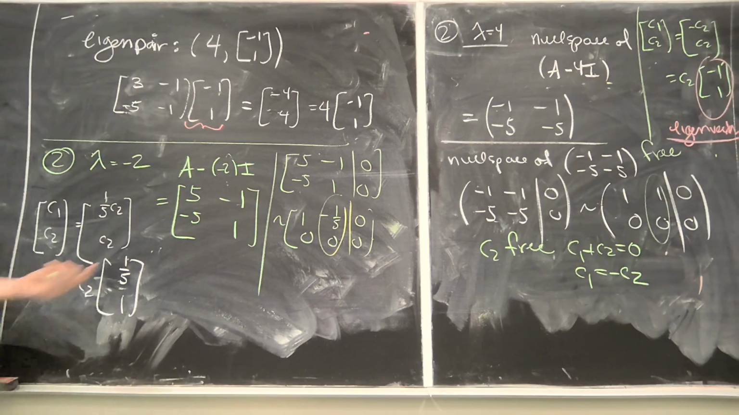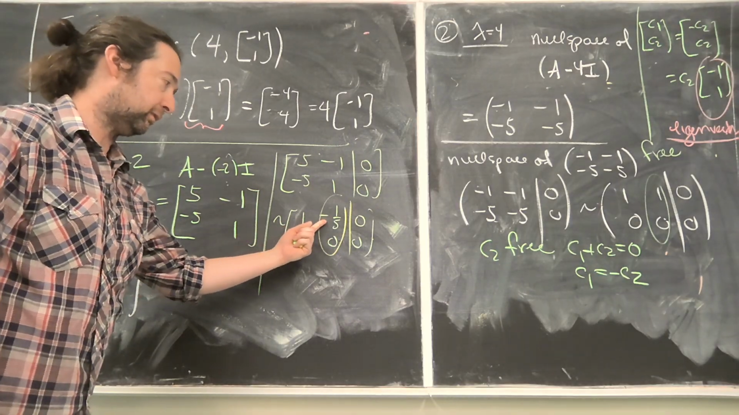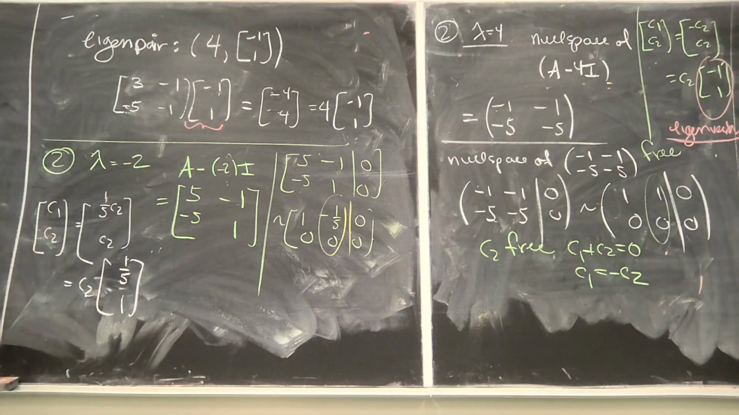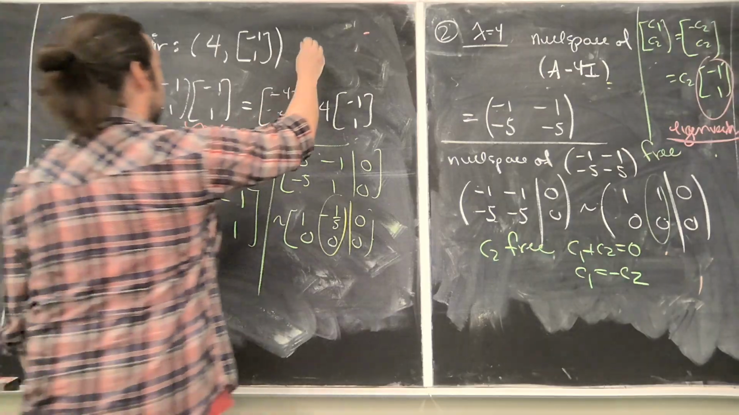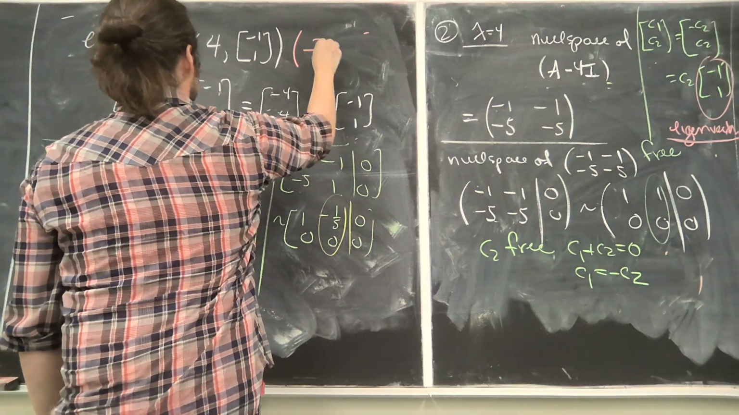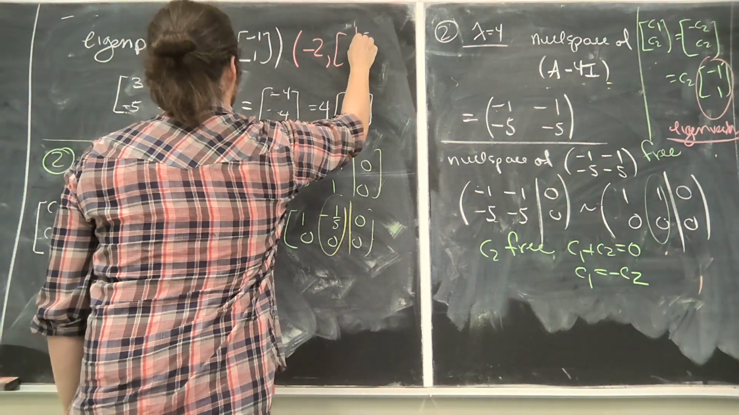You can just read off here. C2 is free, and C1 minus 1/5 of C2 is equal to 0. So this is your second eigenvector. That is the eigenvector that goes with lambda equal to -2. One of the things that must be true is that every eigenvalue has to have at least one eigenvector. It has to. Okay. So the other eigenpair for this matrix would be -2, (1/5, 1).